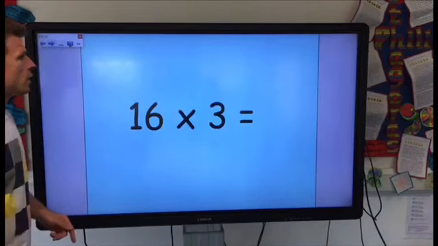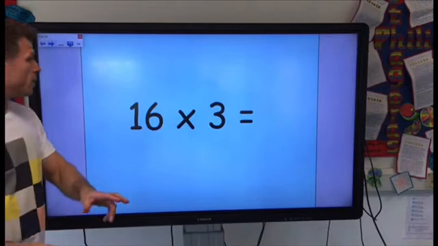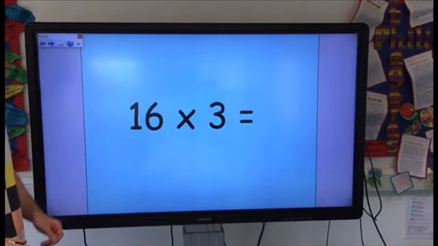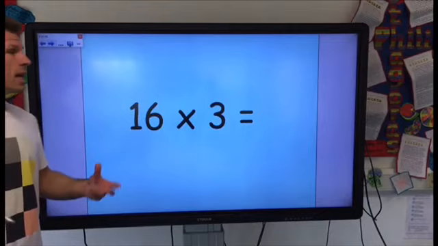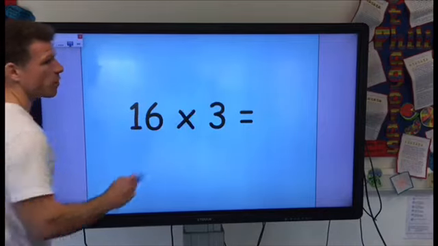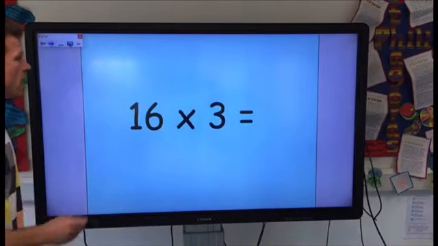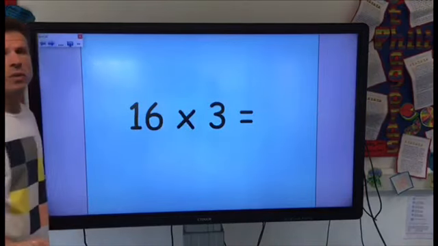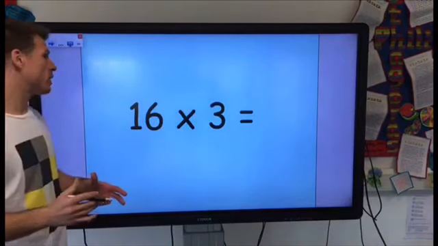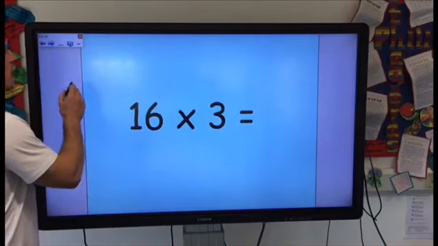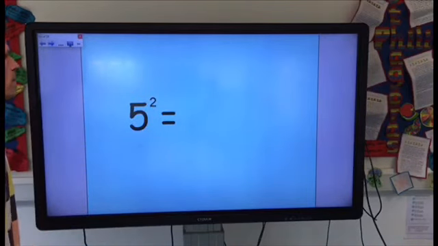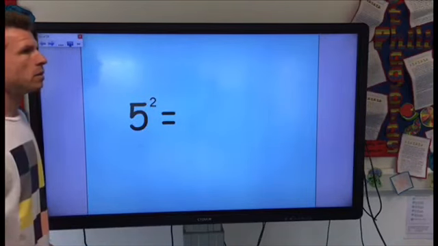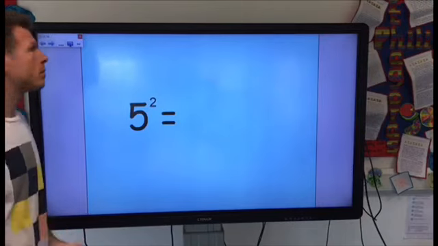48. So if you're wondering how I did this in my head, I partitioned the 16 to make it a 10 and a 6. And I did 10 times 3, which is 30, and 6 times 3, which is 18, and then I added them together to make 48. 5 squared. 25.